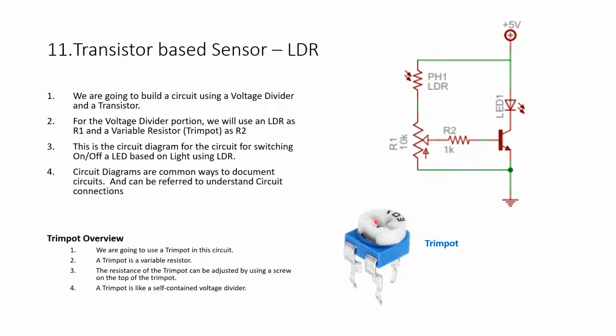So a trim pot is a variable resistor. We have talked a lot about the trim pot. This is how it looks. You can use a screwdriver at the top here and adjust the resistance of the trim pot. Let's see how to construct the circuitry now.